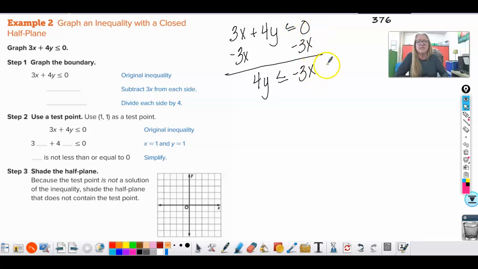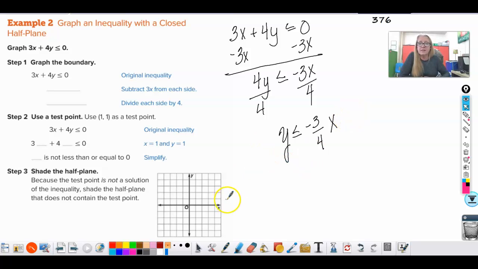Doesn't do anything, so we don't need it. The next thing we're going to do, though, is we need to get y by itself. So we're going to divide both sides by 4. We're dividing by a +4, so we don't need to switch the sign. Our slope is going to be -3/4 x, and our y-intercept, remember on this, is going to be 0 here.